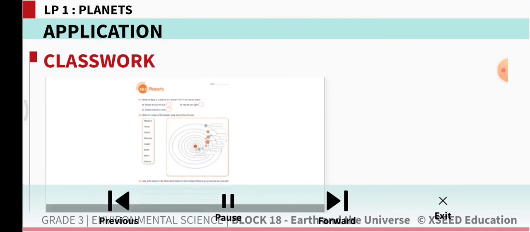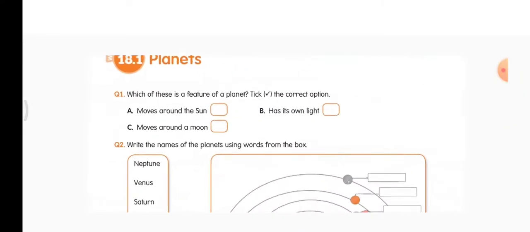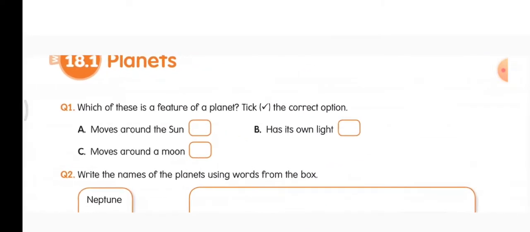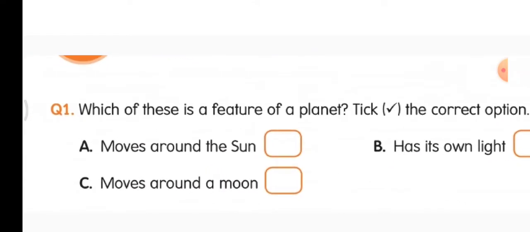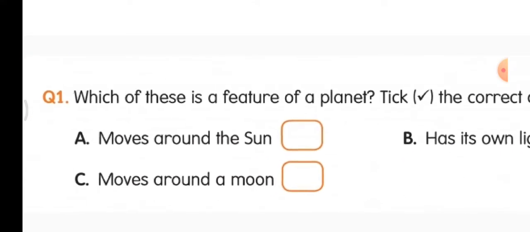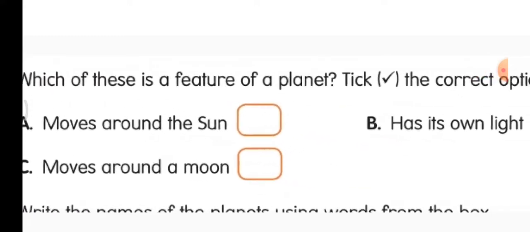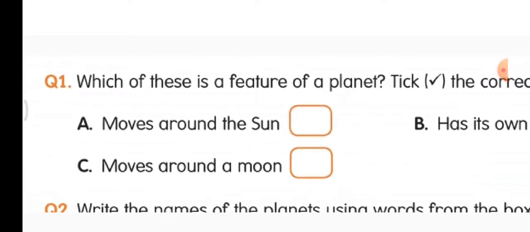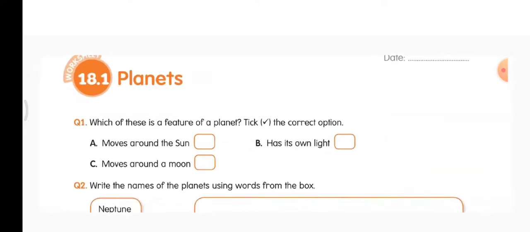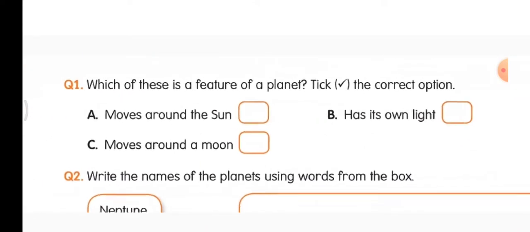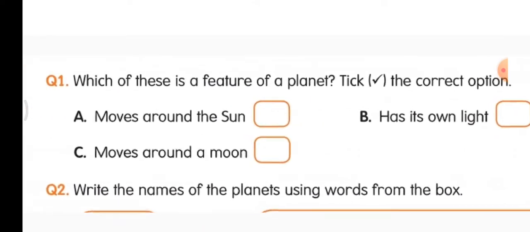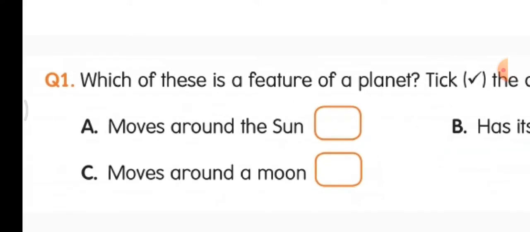Now, all of you open your workbook, put today's date. The first question asks which of these is a feature of a planet? Tick the correct option. A. Moves around the sun. B. Has its own light. C. Moves around the moon. So, we can tick the option A because all the planets move around the sun.